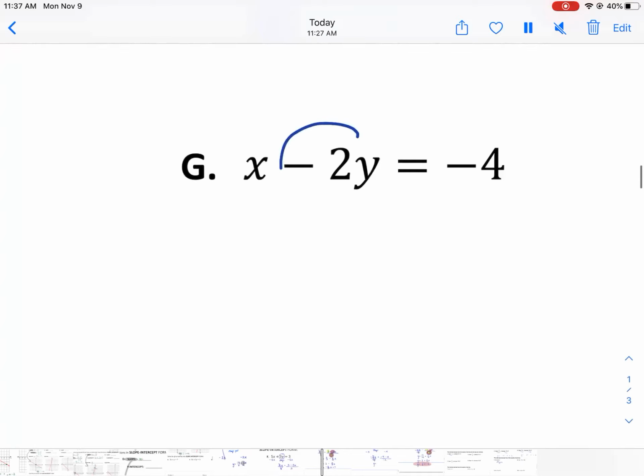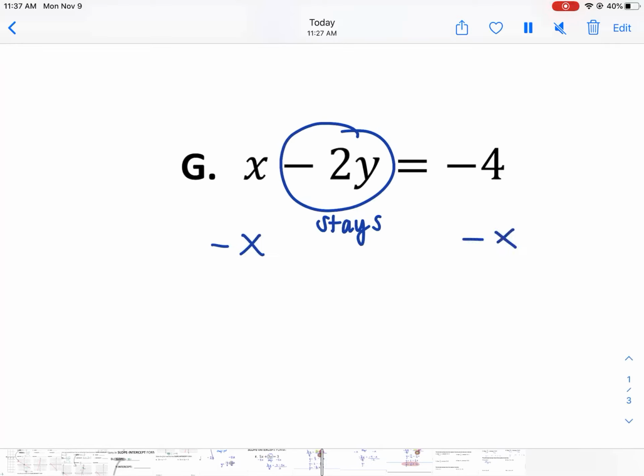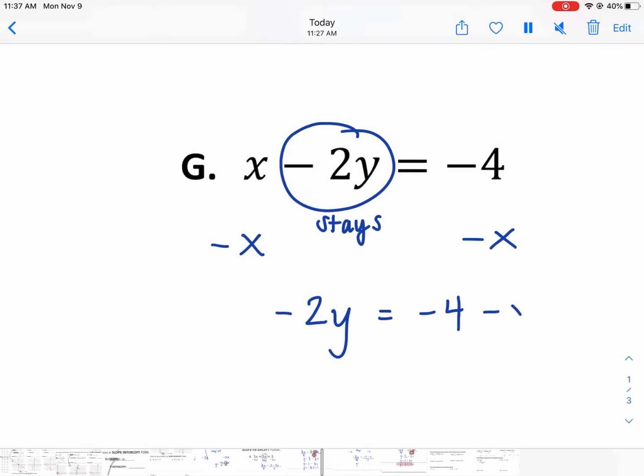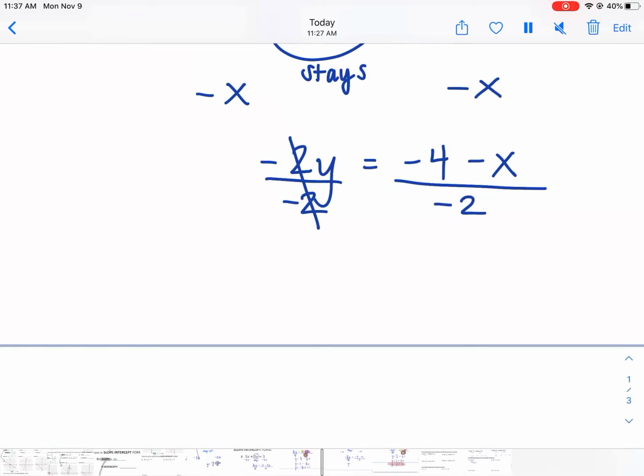Once again, my -2y stays. Don't touch it yet. It's okay right there for now. I'm going to subtract x instead. I've got -2y equals -4 minus x. I want y by itself, so I'm going to divide both sides by -2.